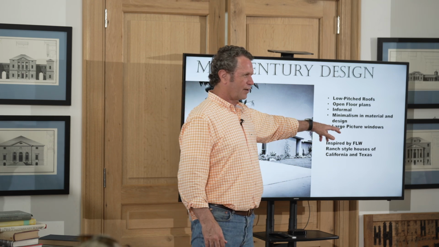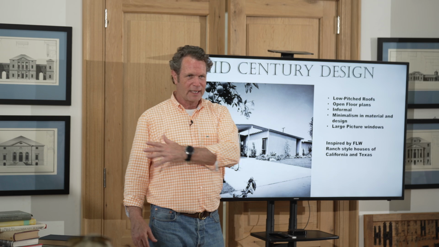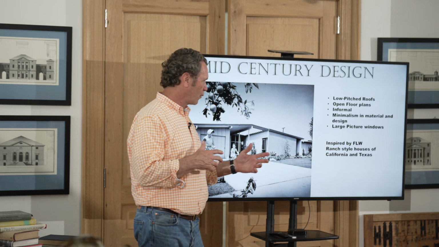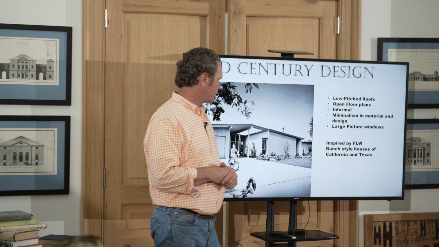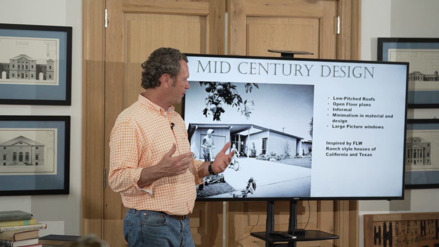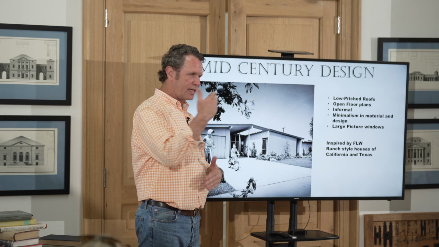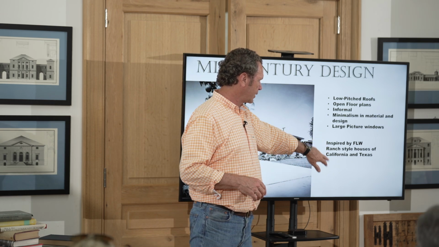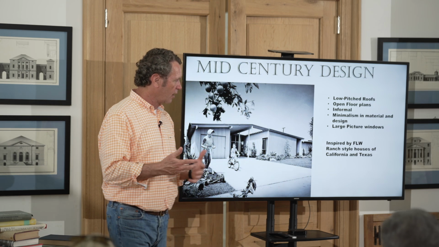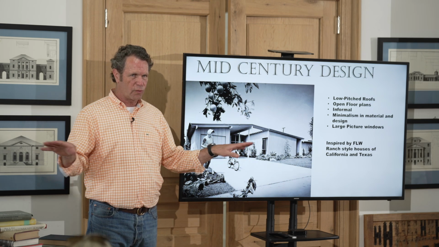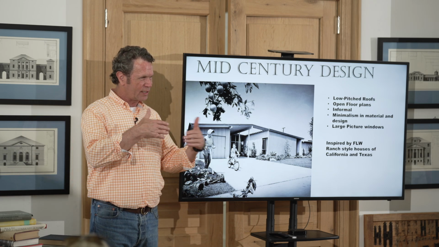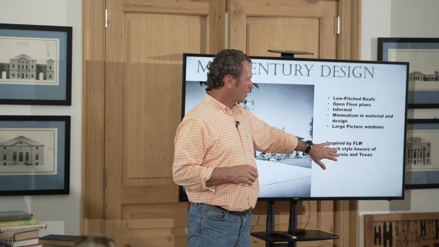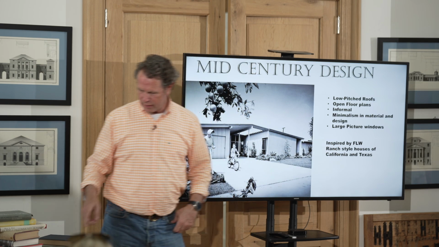Large picture windows. I don't know if you've heard my talk about glass, but in the 1940s they developed float glass, which allows huge sheets of glass that weren't available before. So one reason large picture windows show up in ranch style houses is because we knew how to make big pieces of glass, and that outside-inside living happens a lot in this period. Inspired by Frank Lloyd Wright, we'll talk about that in a sec. And the ranch style of houses, the one-story low ranch style houses with outdoor-inside living, happen between Texas and California. But it's a very informal style.